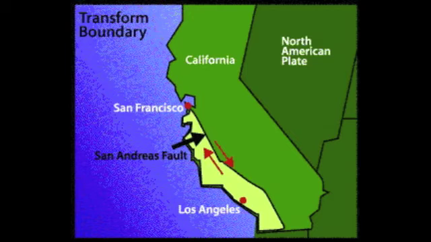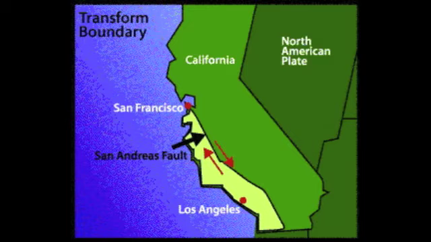Transform boundary. This is our last type of plate boundary, the transform fault boundary. This is when two plates grind past each other. A major example of this is the San Andreas Fault in California.